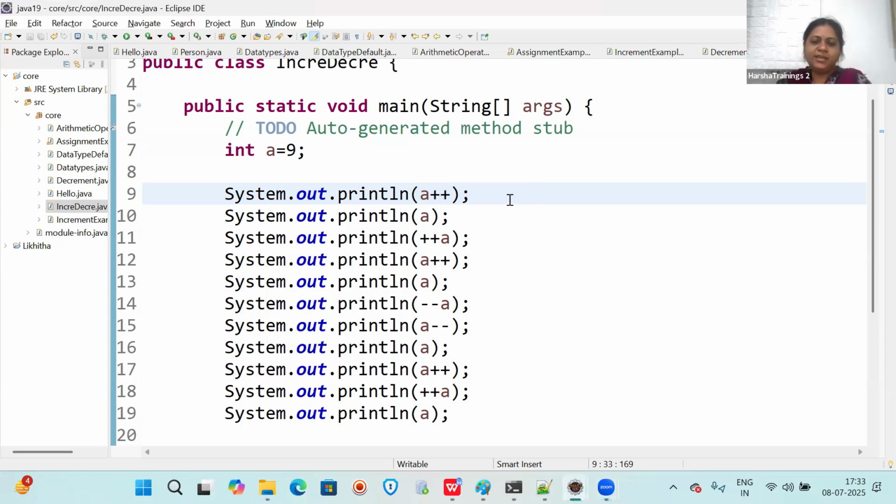Just check and tell me what the answers will be. Just write the answers in the chat box and then share. I'll give you just 1 minute. If not, I will tell the answers. Yes, a few people are giving 9, 9, 10, 9. Okay.